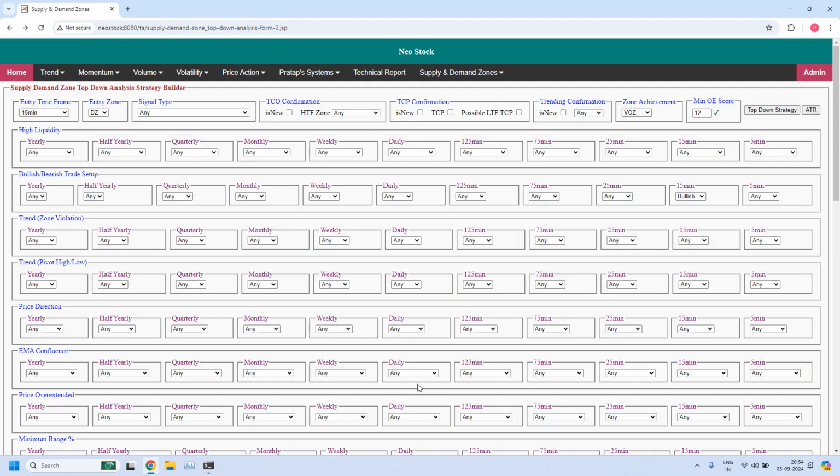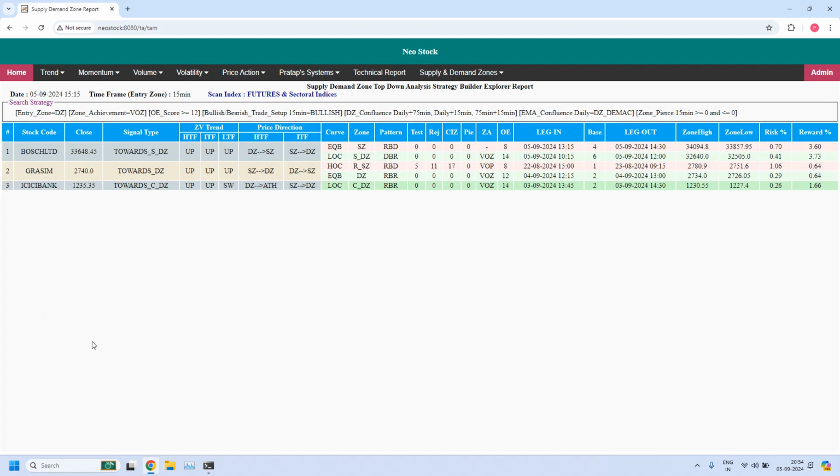So in the EMA confluence and the daily time frame, I am checking daily demand zone with daily EMA confluence. So all the three stocks are having even daily EMA confluence, daily zones. But 15 minutes and 75 are confluence with daily zone. They are part of daily. Again, out of these, two daily zones are high liquidity zones.